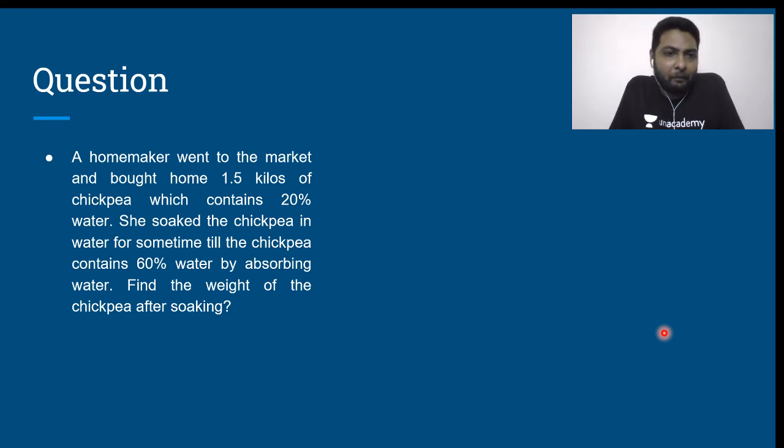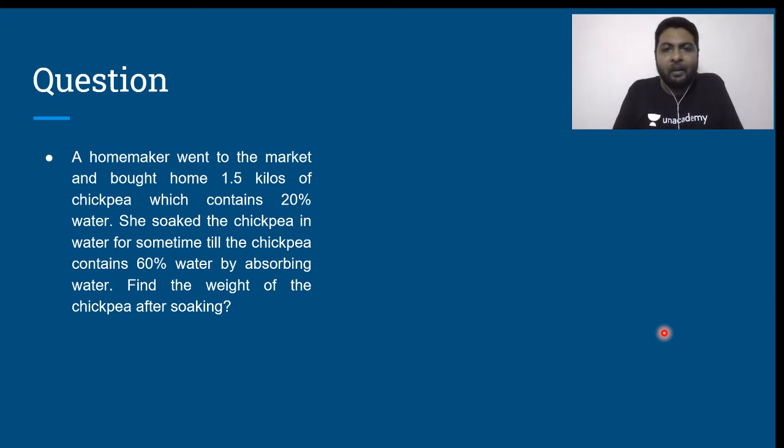A homemaker went to the market and bought home 1.5 kilos of chickpea, which contains 20% water. She soaked the chickpea in water for some time till the chickpea contains 60% water by absorbing water. Find the weight of chickpea after soaking.